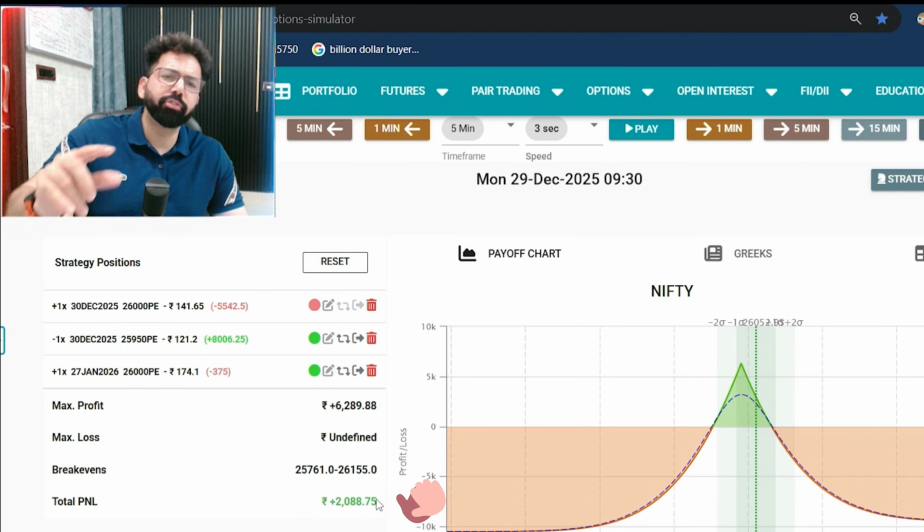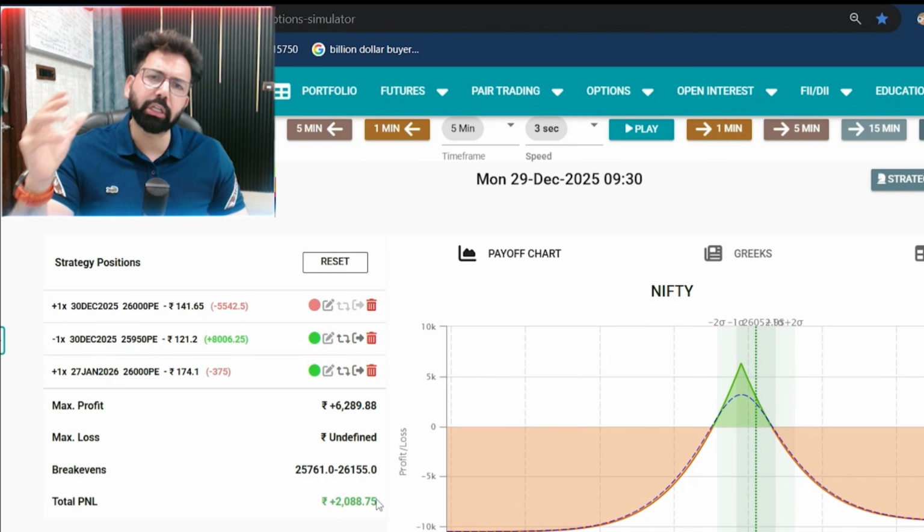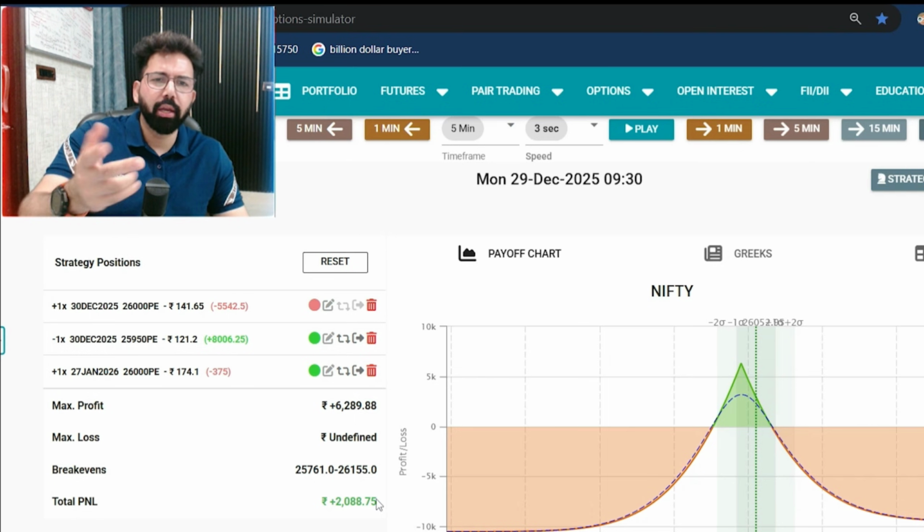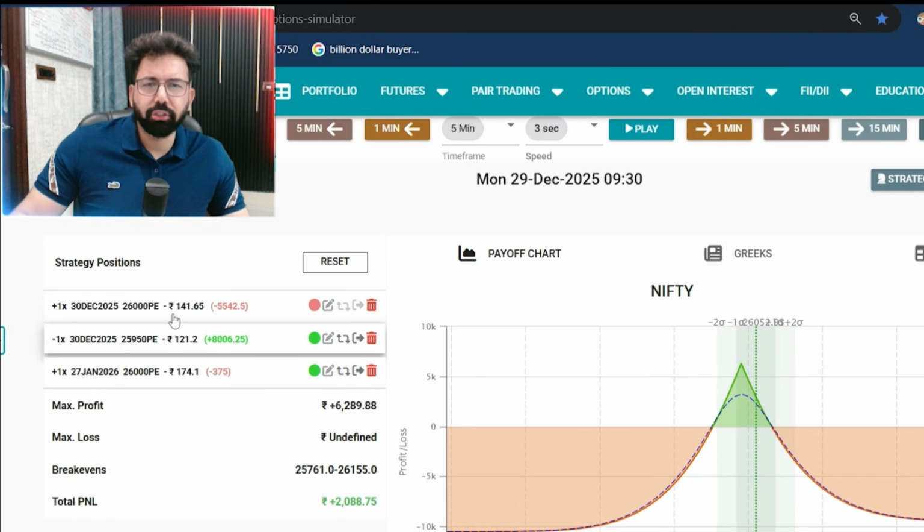Now suppose we do not do this adjustment, and we just stick to the same spread, then what is going to happen? Most of you must be thinking that the market went up and then the market came down, so even the original put spread would be in profit. Yes, let me load the same strike and let's clear this point.